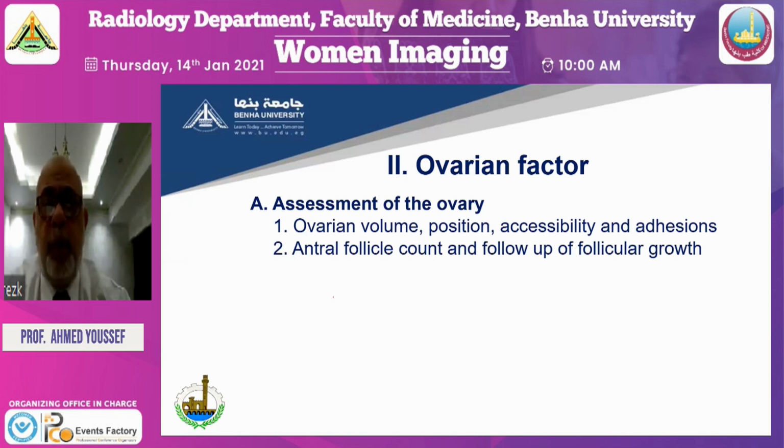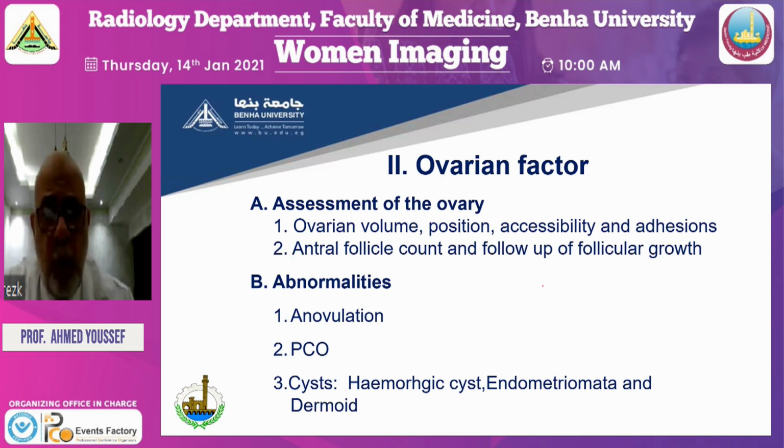Antral follicle count is very essential to determine the ovarian reserve and to expect the response of this patient to the ovarian stimulation. And it comes hand in hand with the anti-Mullerian hormone, which also reflects the ovarian reserve. But most of us depend on the antral follicle count for diagnosis of ovarian reserve because it is cheap and it is accurate. And we also use the ultrasound for follow-up of the follicular growth.